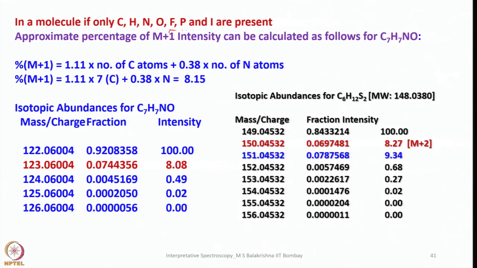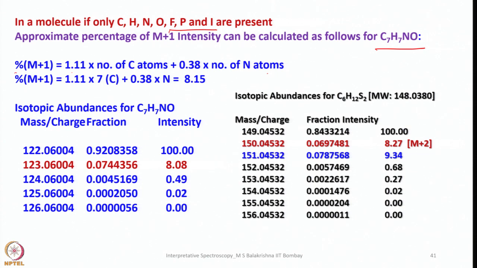Now in a molecule, if only C, H, N, O, F, P, I are present, the approximate percentage of M plus 1 intensity can be calculated as follows. For the same molecule we are considering, with a unit mass of 121 in the absence of any of these low abundant isotopes. For example, if you consider percentage M plus 1, it is 1.11 times the number of carbon atoms plus 0.38 times the number of nitrogen atoms.